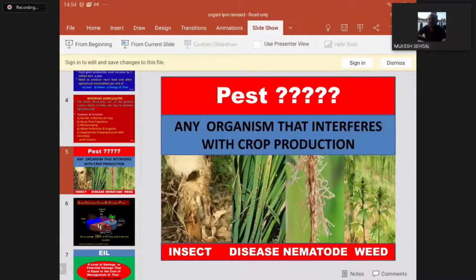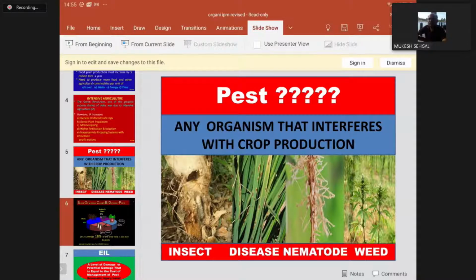Now, we define a pest in a very simple manner: any organism that interferes with crop production is a pest. It may be anything. It can be an insect, disease, nematode, or weeds. We try to include everything, even rodents and all these things.